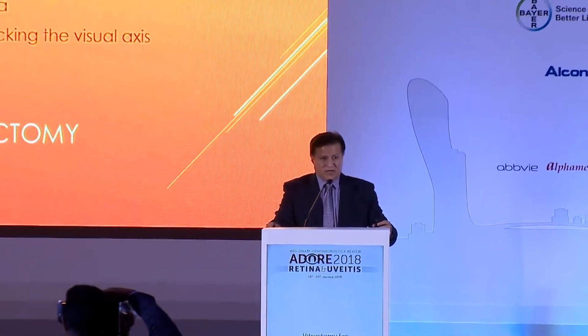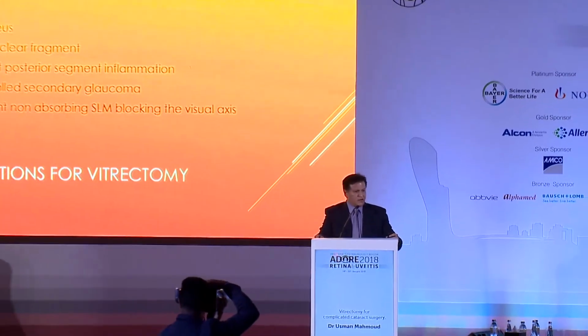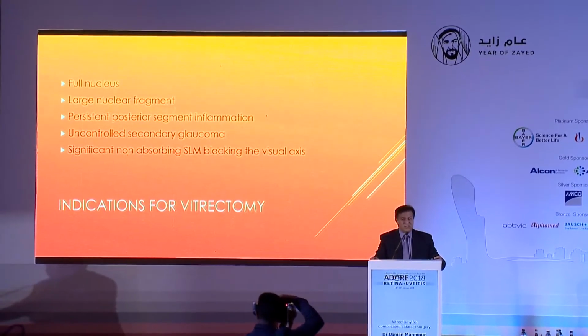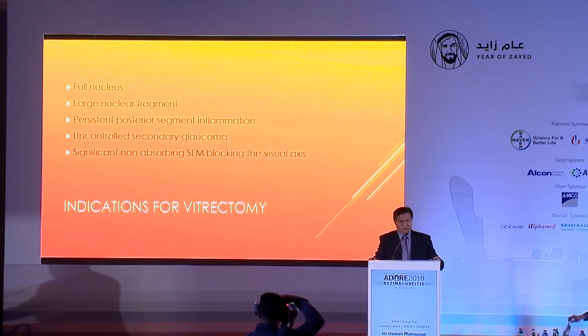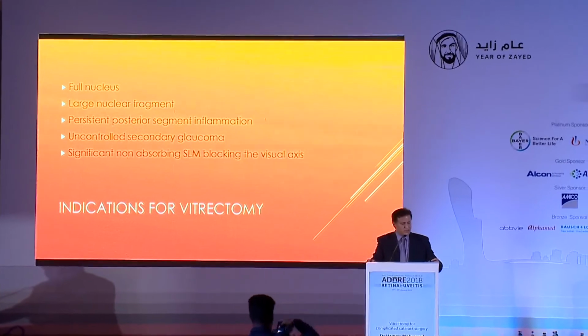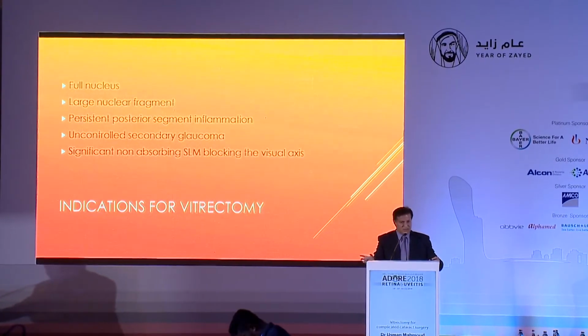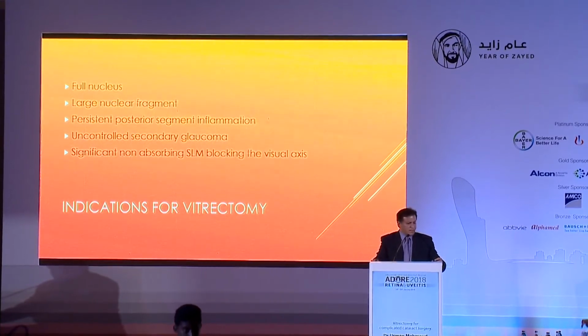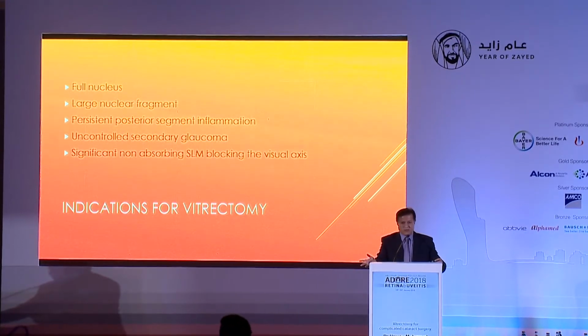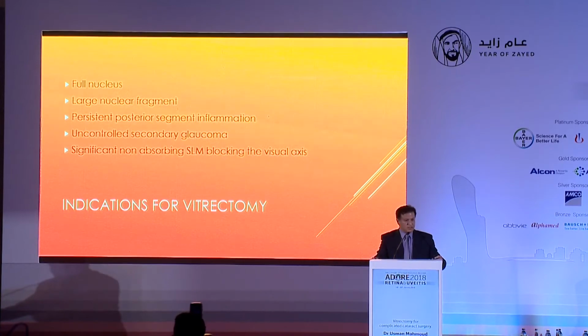Certainly we all agree that if there's a full thick nucleus, it has to be removed. Large nuclear fragments which will stay in the eye and would not absorb on their own. Persistent posterior segment inflammation is certainly an indication for vitrectomy. Uncontrolled secondary glaucoma, which is not controlled by normal medication and is persistent, requires vitrectomy, especially when there is a nuclear chunk present. And significant non-absorbing soft lens matter, which is blocking the visual axis, certainly requires surgery if it is not absorbed in time.